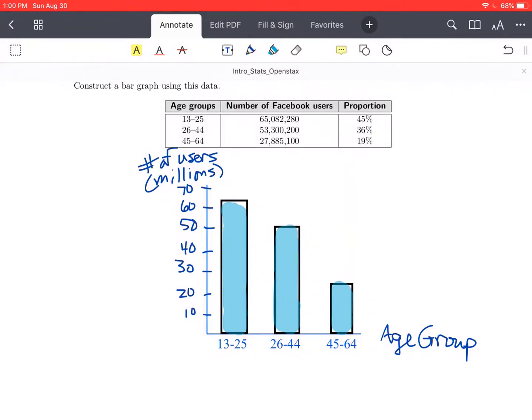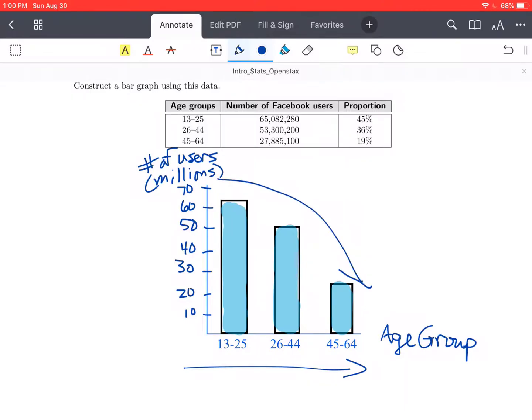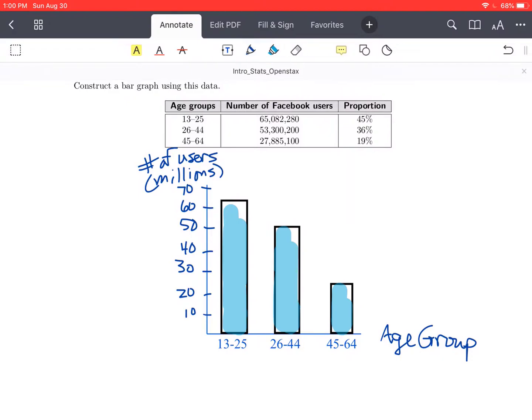Alright, and that's our bar graph. So you can see, if you're just visually looking at this, you notice that age is increasing as we go this way, but the number of users is dropping as we go that way. So that can give you some quick information about what is going on in this scenario with this data. So that is a bar graph.